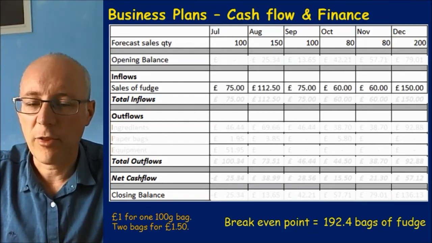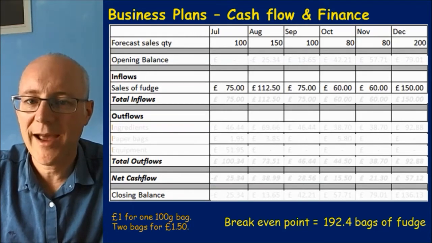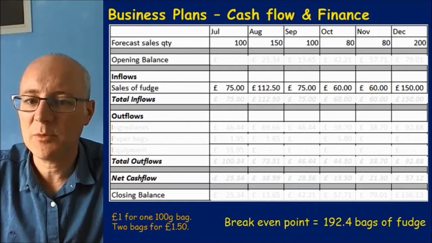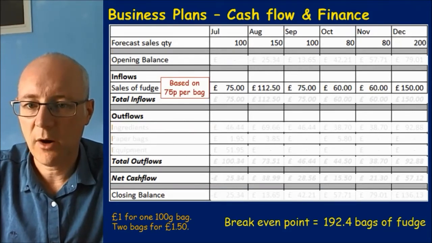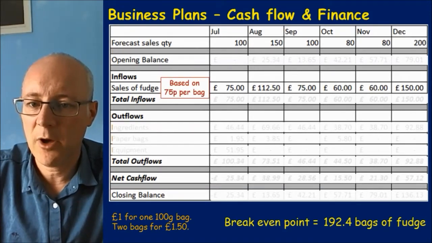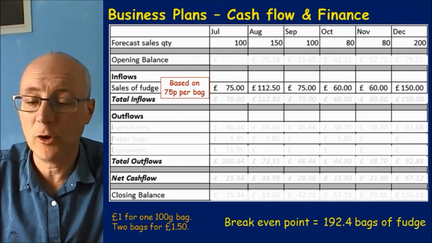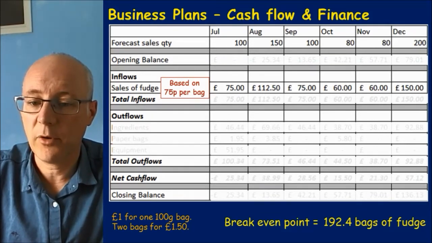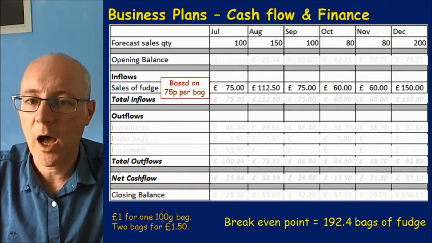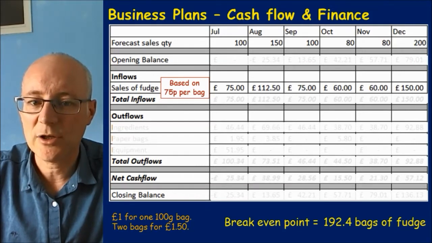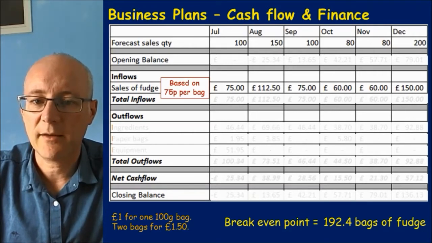So that can then help me to work out how much money I'm going to get coming in each month, because based on 75p per bag, in other words, if I assume that every single bag I sell is sold at a price of £1.50 for 2 bags, that's 75p for each bag. So therefore for 100 bags of fudge, that's going to be £75. And you can see that the other figures follow through after that.